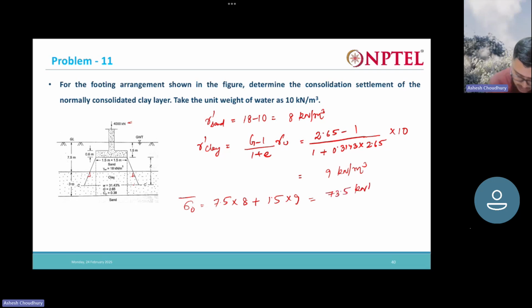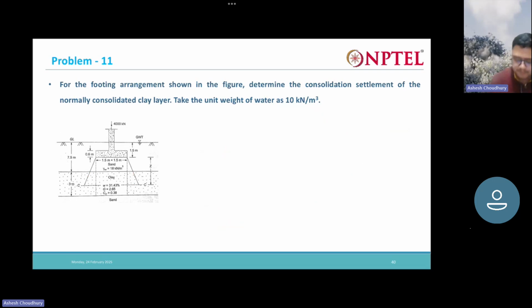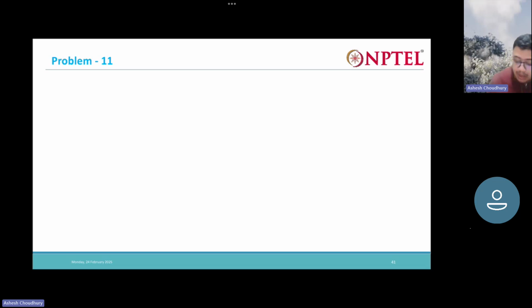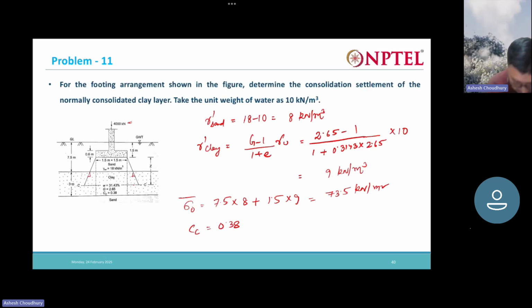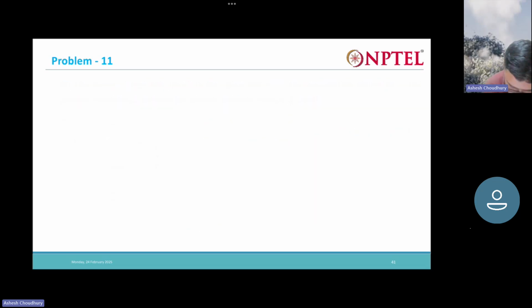73.5 kilonewton per meter square. Also, we will see Cc is given in the question, right? 0.3. Okay, Cc is given in the question. Now we have to find out the increase in effective stress. So now, increase in effective stress.